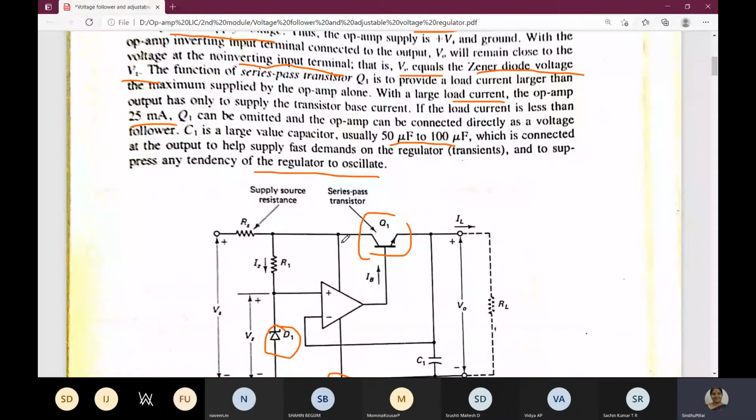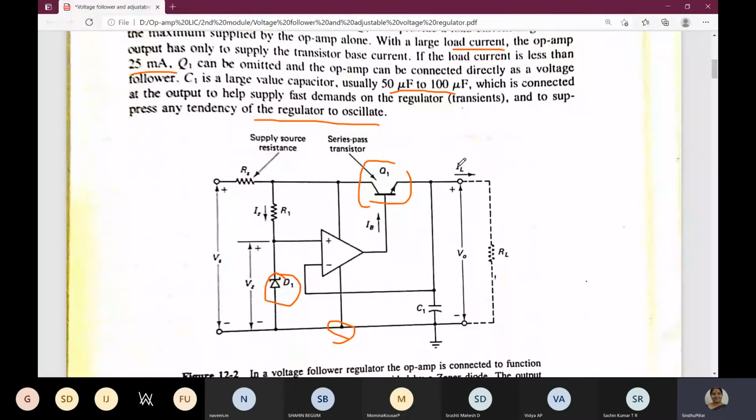And what is the function of this series pass transistor Q1? It is to provide load current larger than the maximum supplied by the op amp. If you want more load current, then this transistor will be used. If the load current is less than 25 milliamps, then you need not go with this transistor Q1. The capacitor C1 has a large value, usually from 50 microfarads to 100 microfarads. It is connected at the output to help supply fast demands on the regulator transients, and to suppress oscillations.